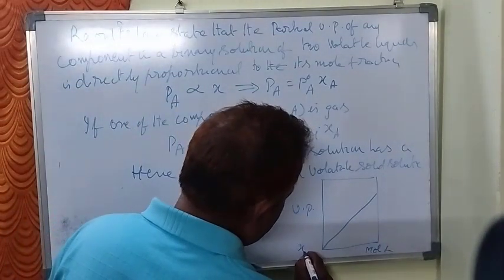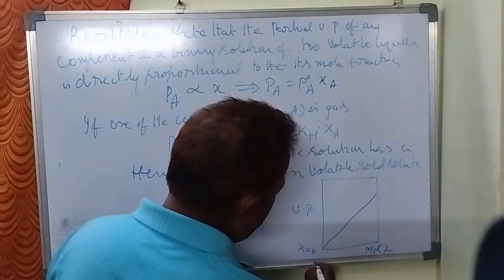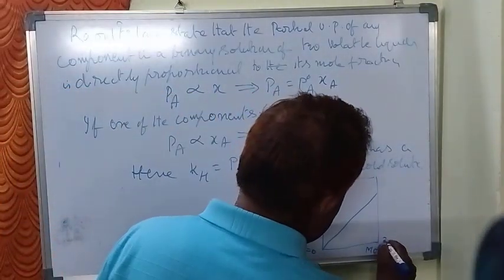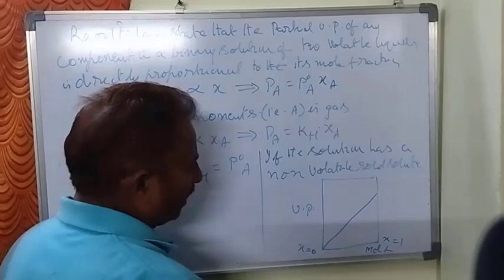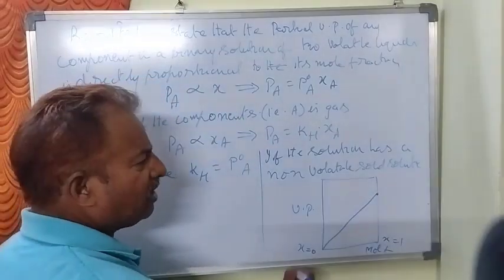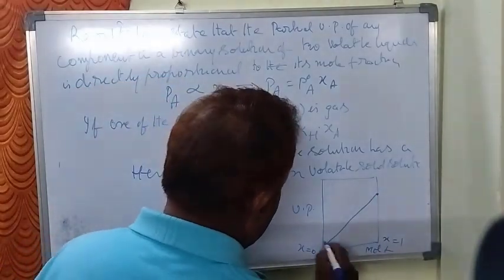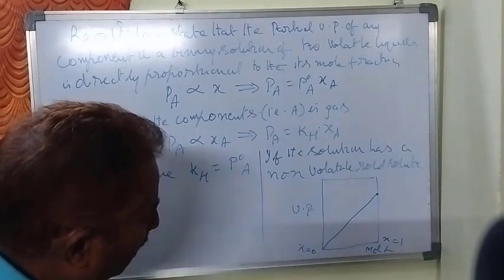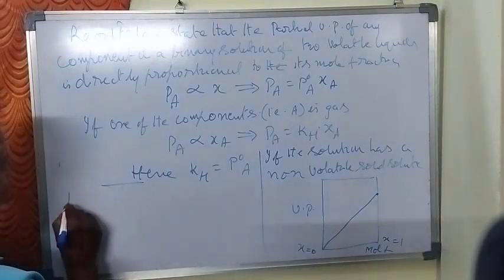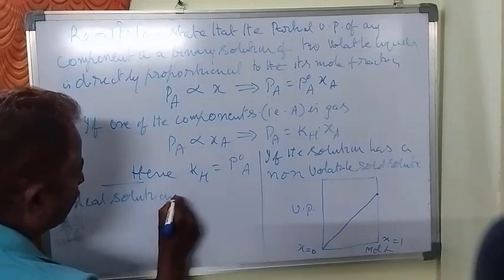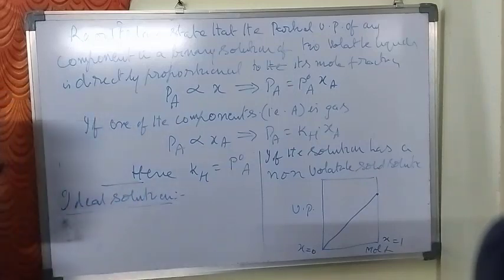So here x equal to 0, that is the mole fraction of the solvent. Here the mole fraction x equal to 1, that means at this point there is no solute in the solvent. Solutions having a graph in this manner are referred to as ideal solutions. So what is meant by an ideal solution?